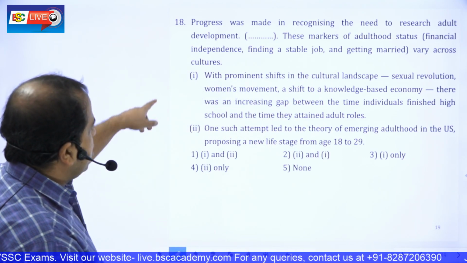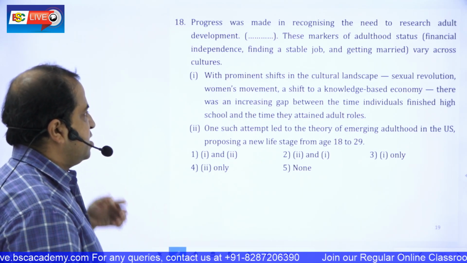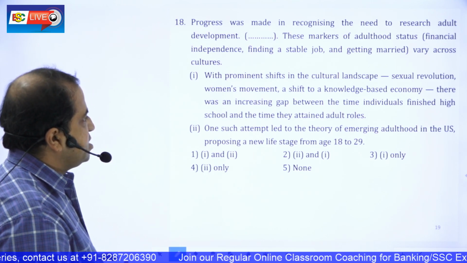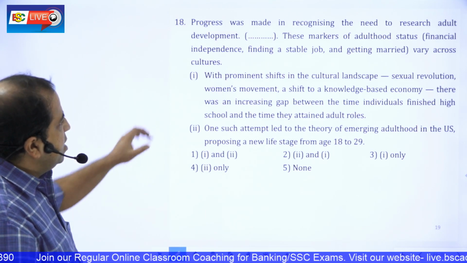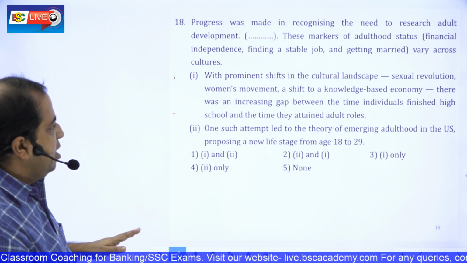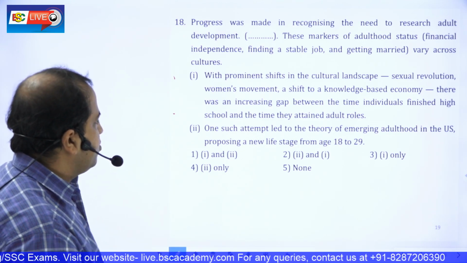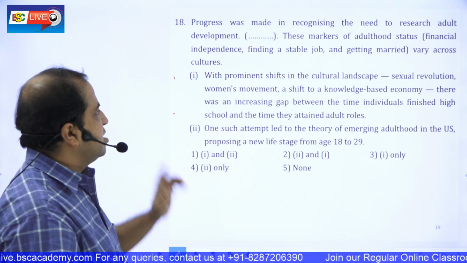भी देखते हैं. With prominent shifts in the cultural landscape, sexual revolution, women's movement, a shift to a knowledge-based economy, there was an increasing gap between the time individuals finish high school and the time they attain adult roles. अगर इस sentence को हम progress was made के बाद रखें तो कुछ meaning clear नहीं आ रहा. Now, one such attempt led to the theory of emerging adulthood in the US, proposing a new life stage from 18 to 29. अब ये sentence सारा meaning clear कर दे रहा है.